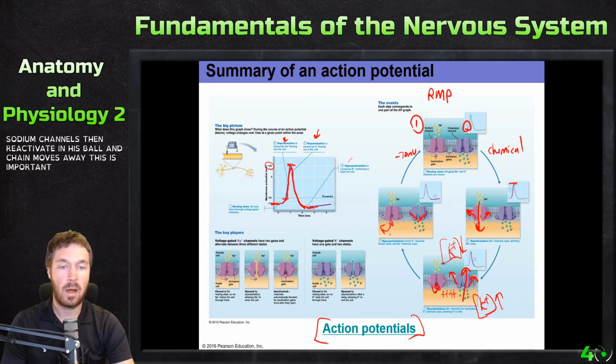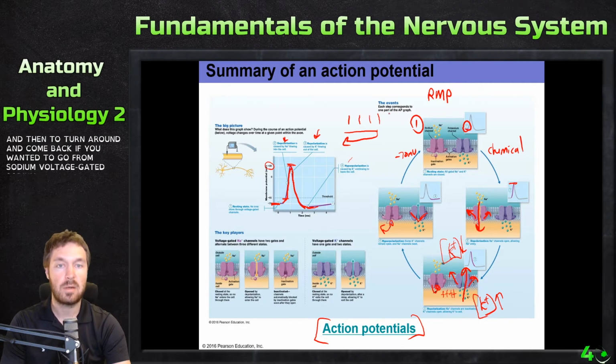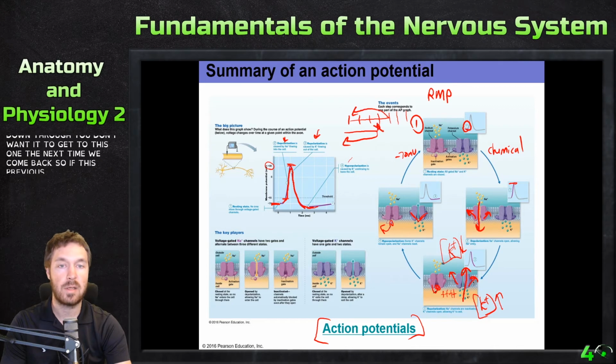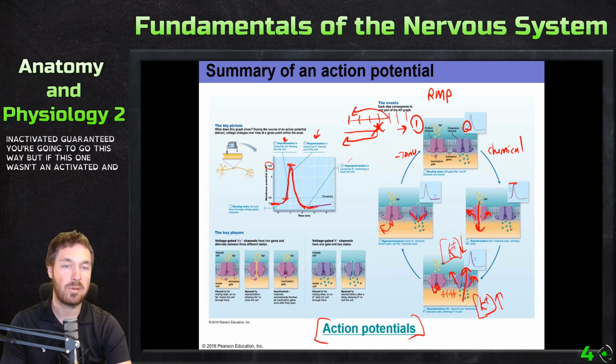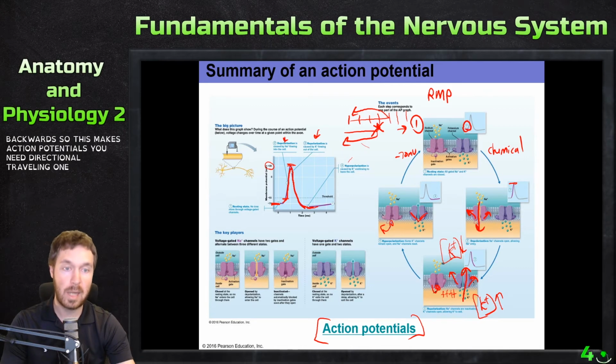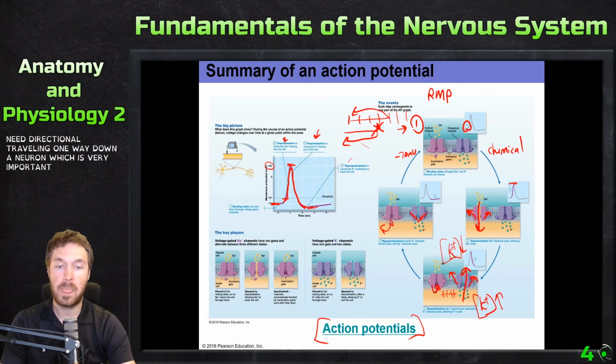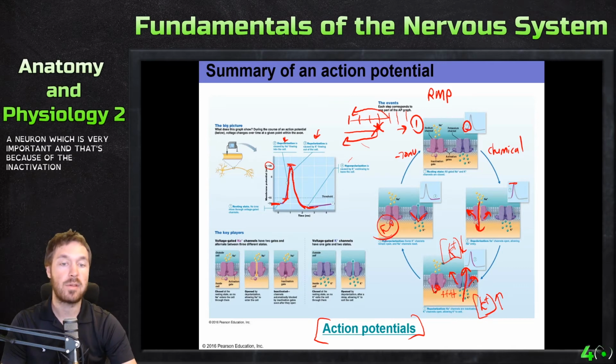This is important because if this kept opening, the action potential wouldn't travel in one direction. It could travel down the axon, and then that sodium channel hit again, and then it'd turn around and come back. You want it to go from voltage-gated sodium channel to sodium channel all the way down through. You don't want it to get to this one and accidentally come back. So if this previous one is inactivated, guaranteed you're going to go this way. But if this one wasn't inactivated and that was already reset, it could, in theory, go backwards. So this makes action potentials unidirectional, traveling one way down a neuron, which is very important. And that's because of the inactivation of the sodium channel and reactivation.